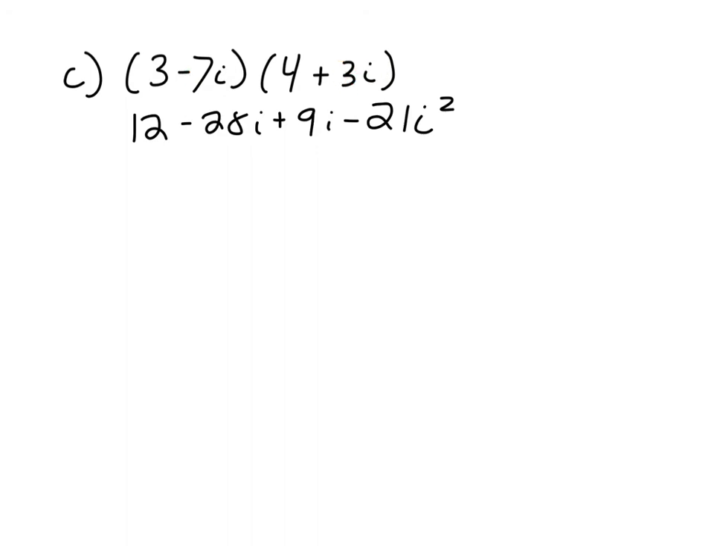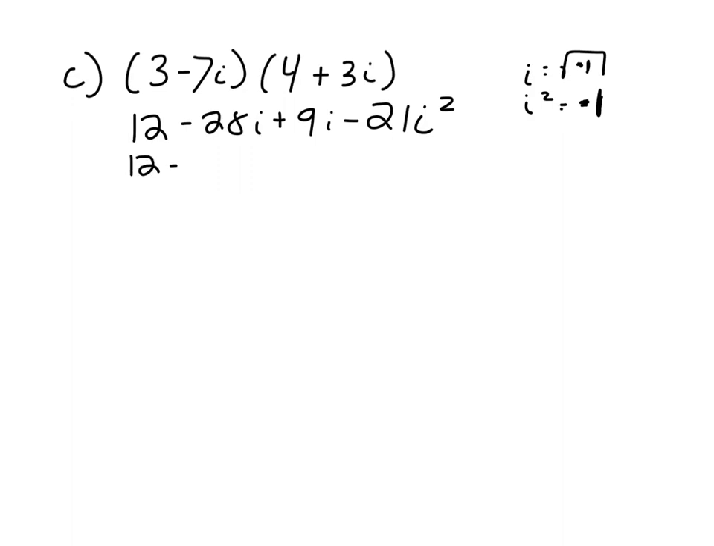So that's -21i squared. What is i squared? Let's talk about that for a second. i is the square root of -1. So if you square i, you should get -1, right? Because if i is the square root of -1, anything that you square, you get what's on the inside. So that's -1.